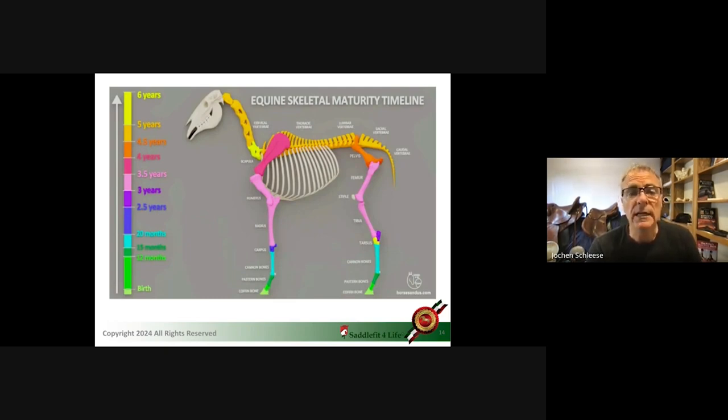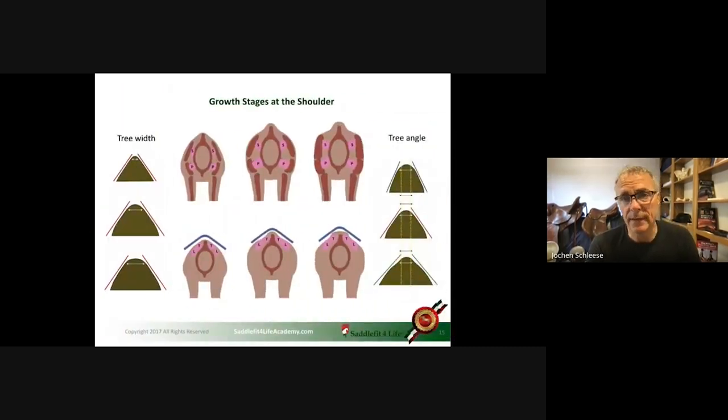And this scapular, if you look at the equine skeleton maturity timeline, doesn't develop until the horse is 4 years old. So when a horse gets to the race track at 1.5, at 2 years, they're already on the track and racing. And the same in the Western world, you can see 2 years, the horse is just barely developed to here. So that, of course, has an impact.